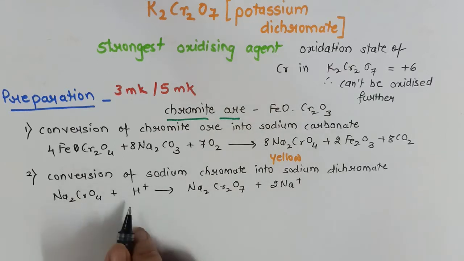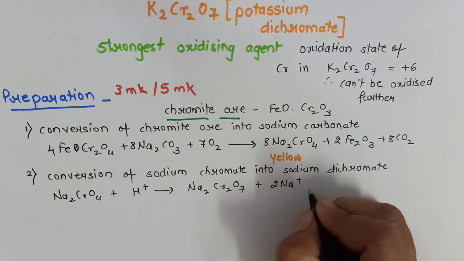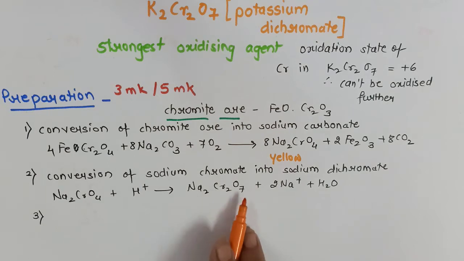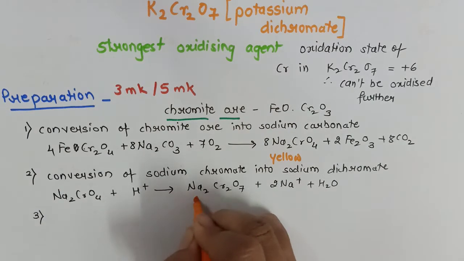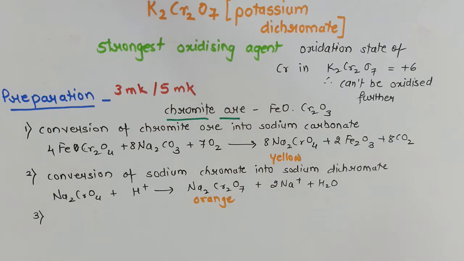Now if you are using H2SO4 here, you will get the sulfate salt of sodium. The sodium dichromate obtained in the second step is orange in color. So from yellow we have moved to orange color.